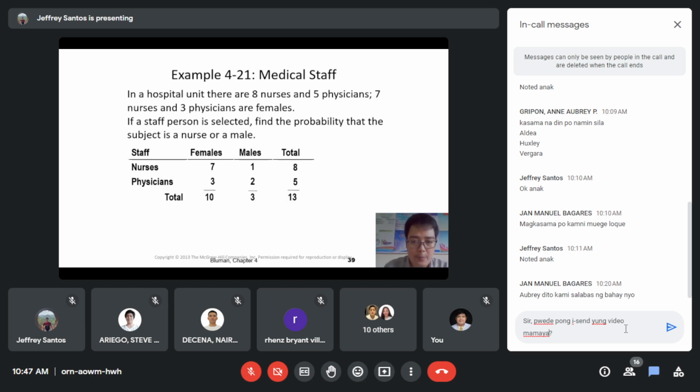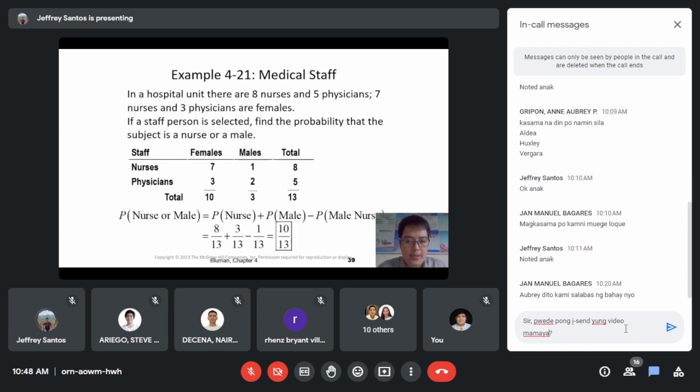So, for the probability, yan, tinotal muna siya by column. So, total female is 10, male is 3, and total nila is 13 lahat. So, the probability that the staff selected is a nurse or male. So ang formula natin is the probability of getting a nurse plus probability of getting males minus yung conjunction nila, probability of getting a male at the same time ay nurse.